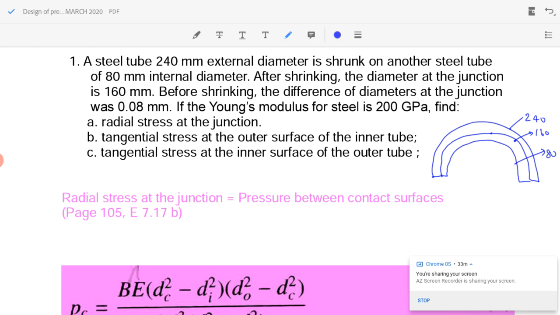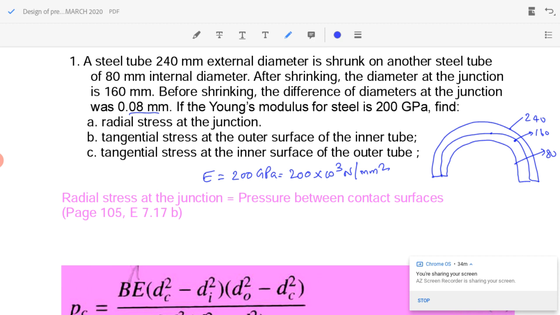Before shrinking, the difference of the diameters at the junction was 0.08 mm, and Young's modulus is equal to 200 gigapascal, equal to 200 into 10 power 3 Newton per mm square. Find the radial stress at the junction.